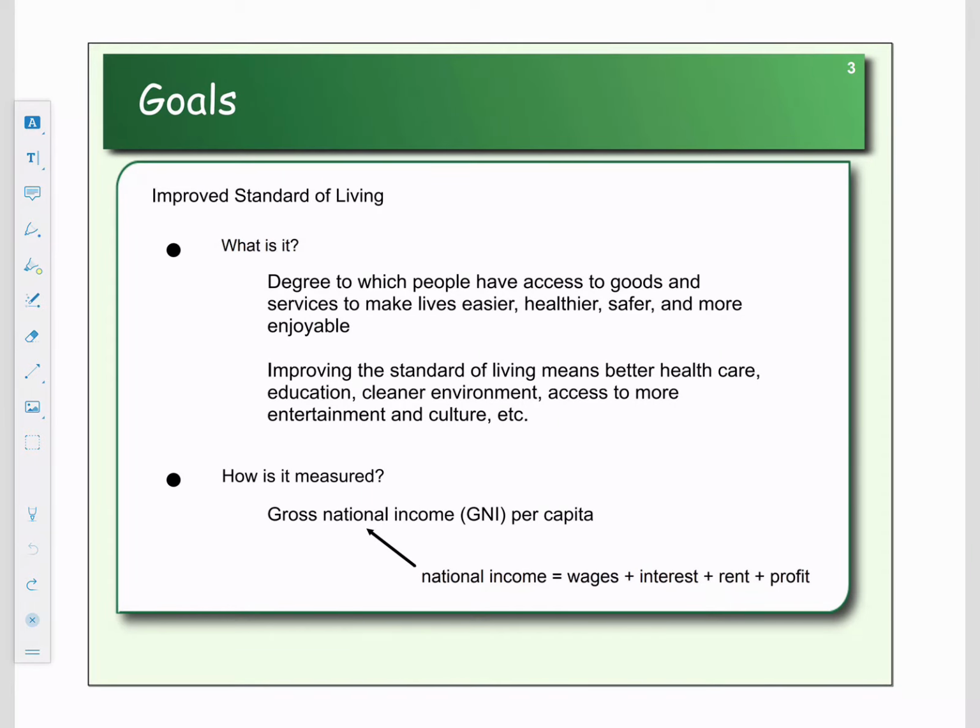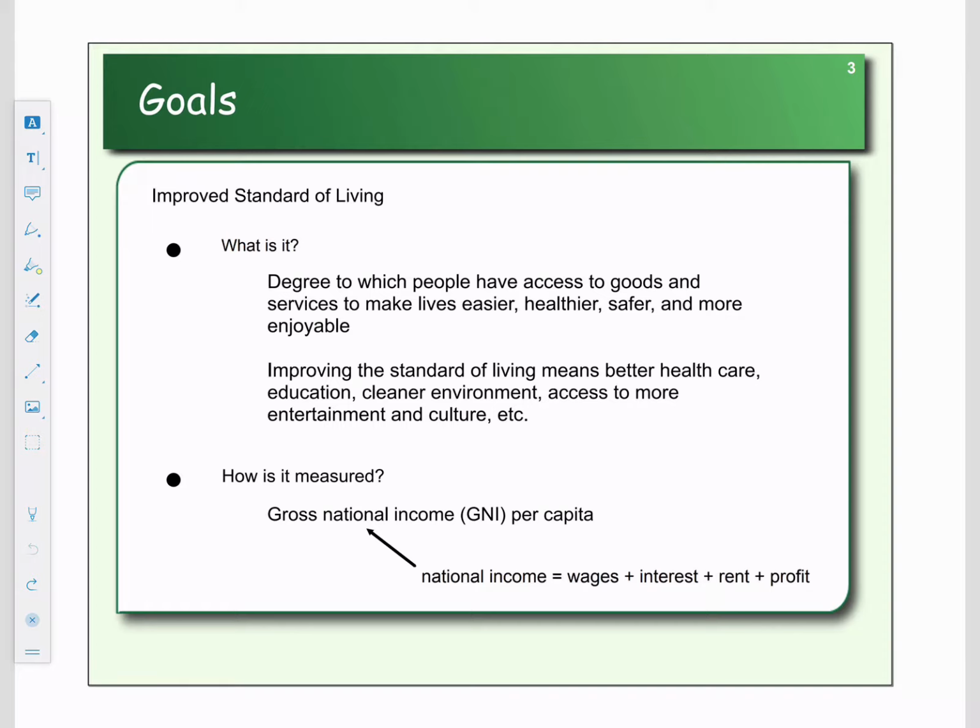So we talk about the improved standard of living. We're talking about the degree to which people have access to goods and services that make their life better, make it easier, make them healthier, happier, safer, make their life more enjoyable. So this can be access to education, to healthcare, to a cleaner environment, to jobs and good pay, and access to entertainment and culture as well. So how do we measure the standard of living? Well, we measure it based on gross national income per capita.